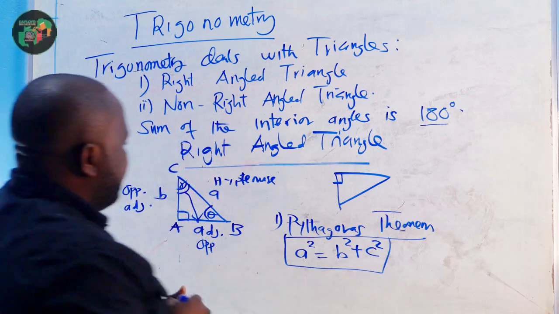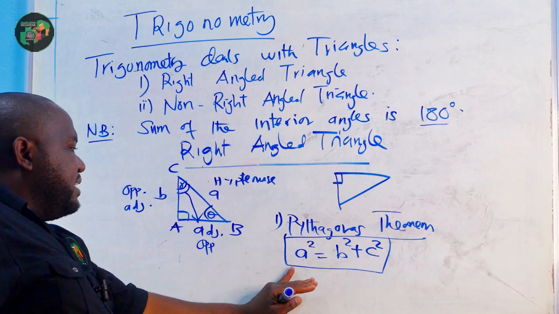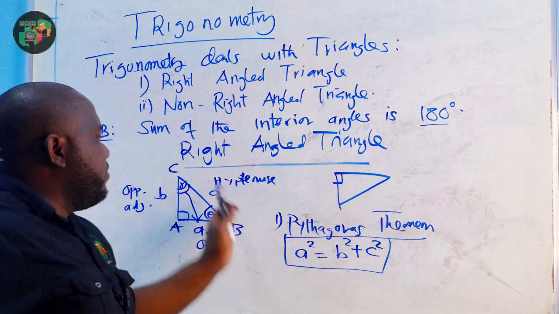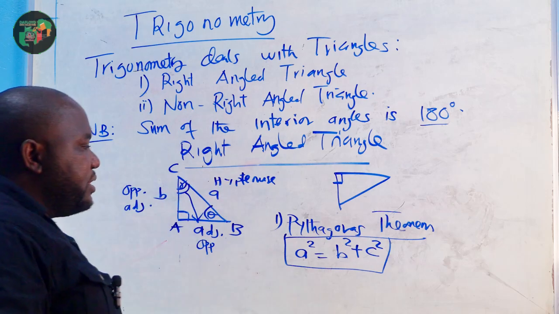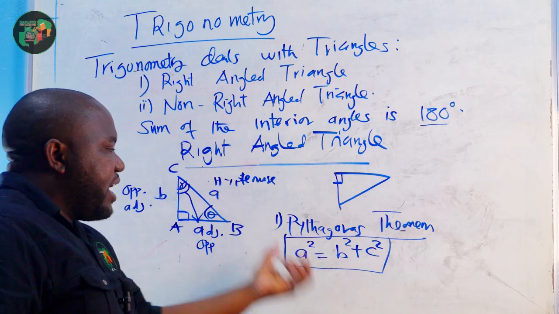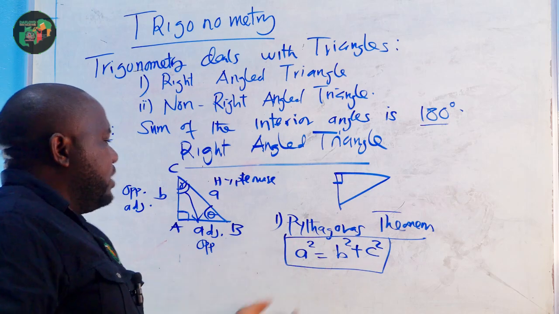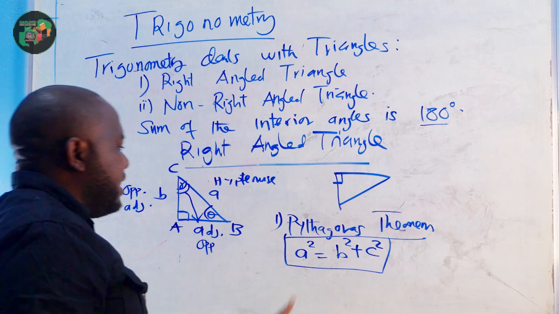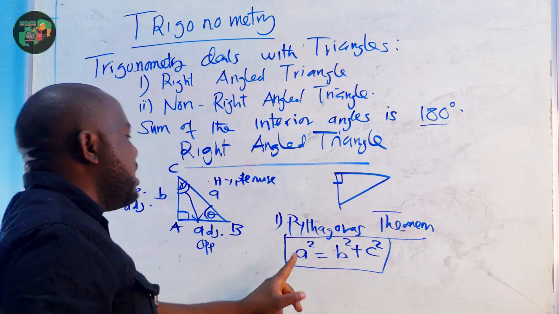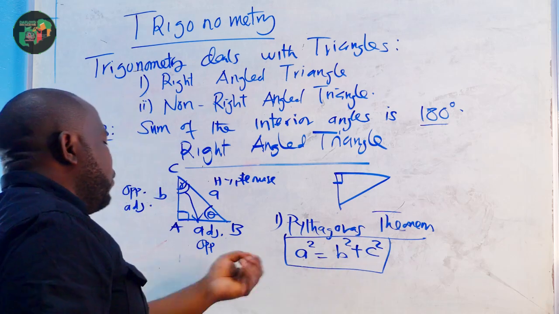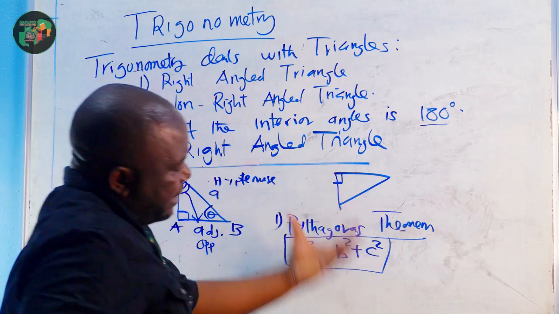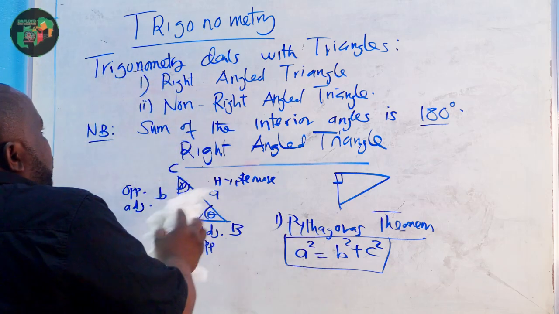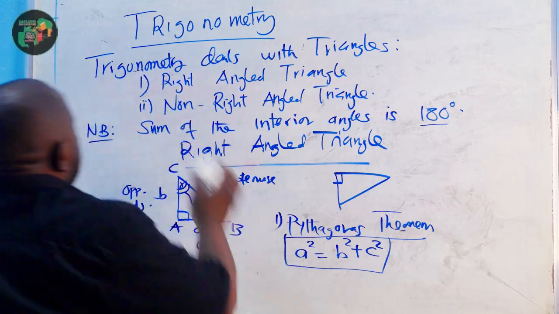What it says is that the hypotenuse is here, the longest side. When you add the squares of the adjacent and the opposite, it will give you exactly the square of the hypotenuse. This is very cardinal in paper 1. It's a situation whereby they give you two sides and ask you to find the third side. They can give you the hypotenuse and the opposite, or the two shorter sides, to find this. So you use the Pythagoras theorem. The last element to look at on the right angle triangle is SOHCAHTOA.